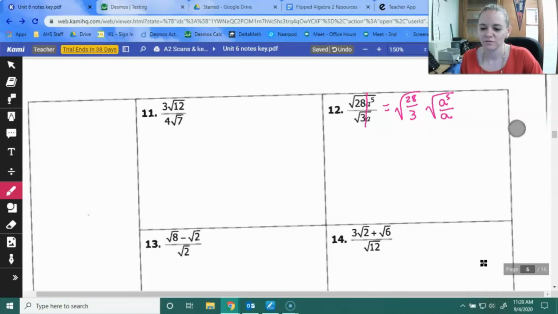Alright, 28 does not divide by 3, right? No. Okay, so that's not going to reduce, but this does. This will reduce to radical of a to the 4th. So let's see. Radical 28 over 3. And I'm just going to go ahead and include these together. So 5 minus 1 is 4. So a to the 4th. Alright, then really I'm just left with a radical 3 on the bottom. So this is the same thing as if I had a radical 3 on the bottom. And really I could have skipped that step, as you can see.